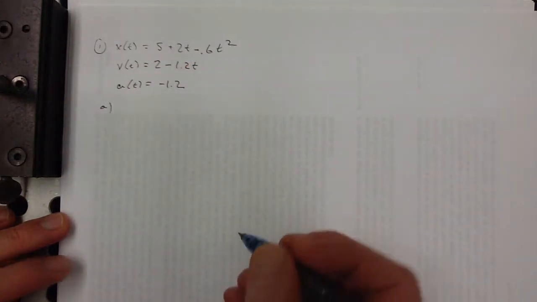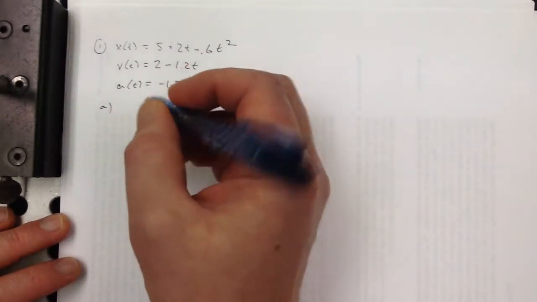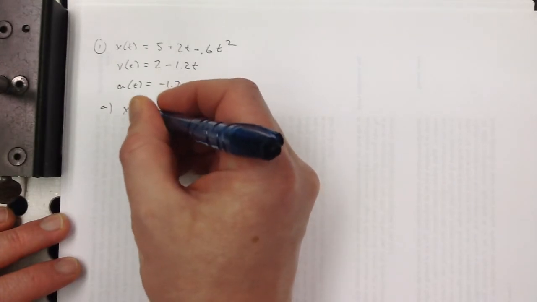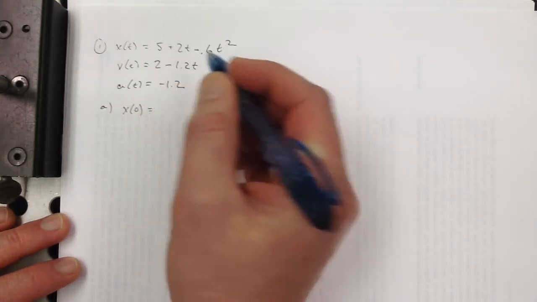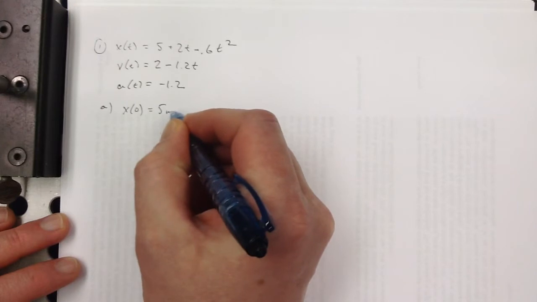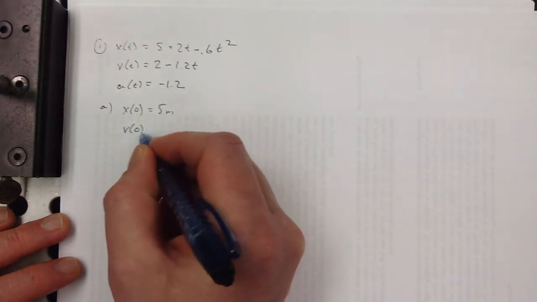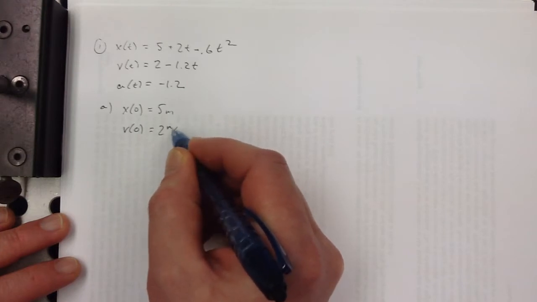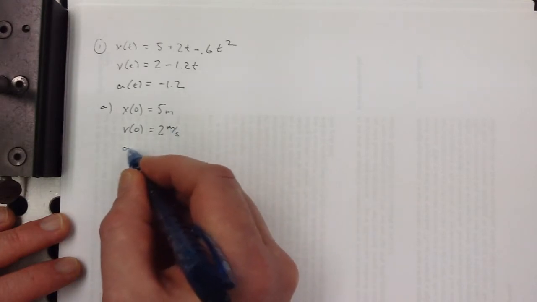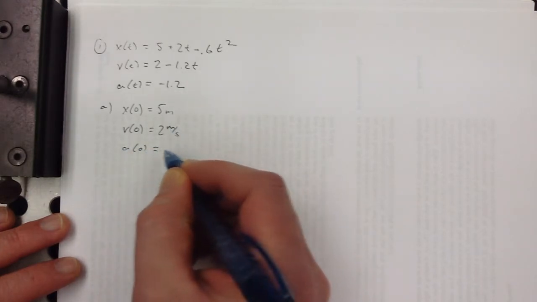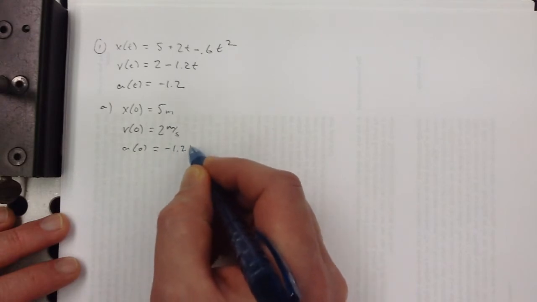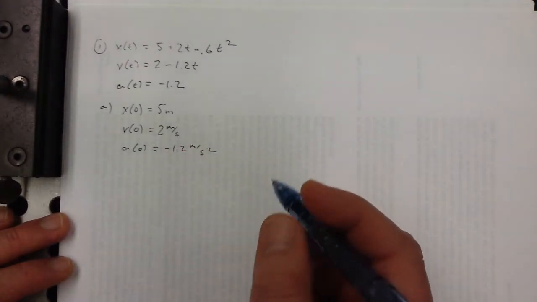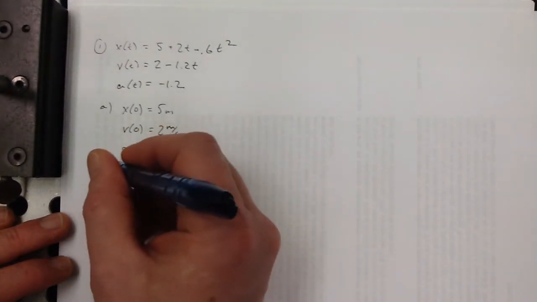Find the object's initial position, velocity, and acceleration. So the initial position, at time 0, would be 5 meters. The initial velocity would be 2 meters per second. Don't forget your units here. And the initial acceleration, well, acceleration is constant. There you go.